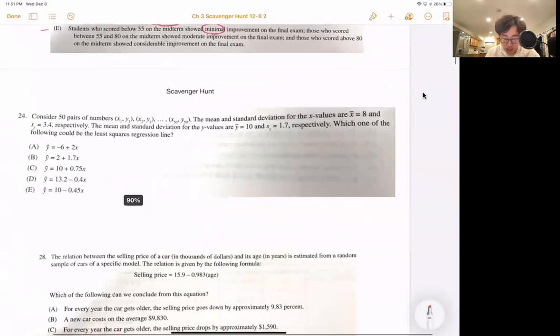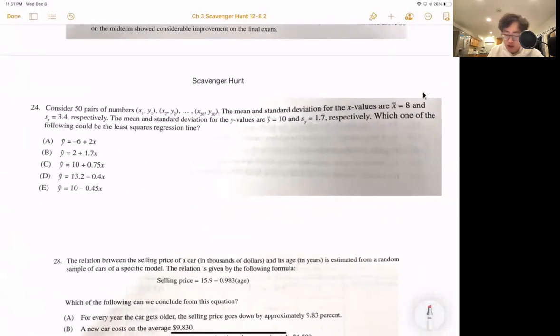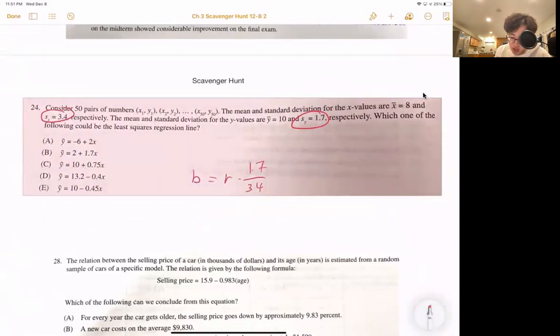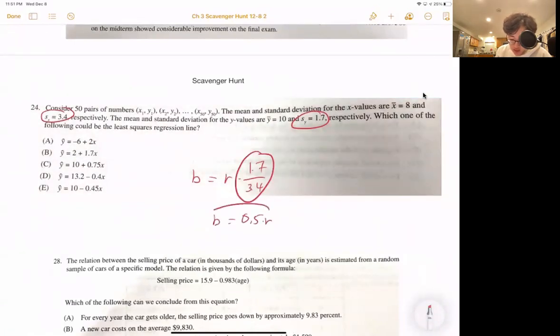Question 24 was one of those where you don't have your R value, so what are you supposed to do? But remember, even if you don't have an R value, you can still solve it. Sy over Sx, 1.7 over 3.4, times the R is always equal to your slope. Don't ever forget that, please. And this actually comes out to be 0.5 exactly. So I'm just going to write it like this.